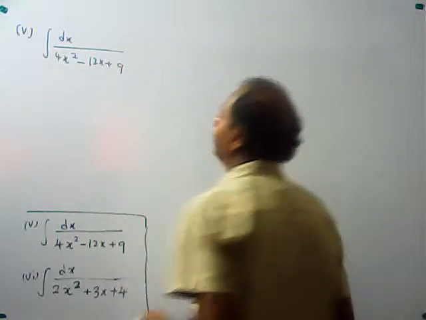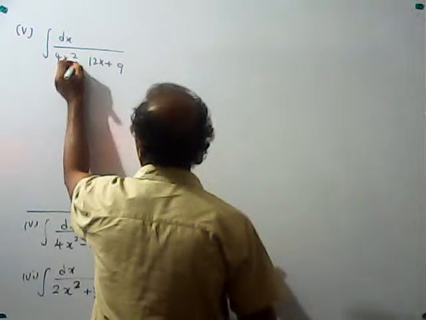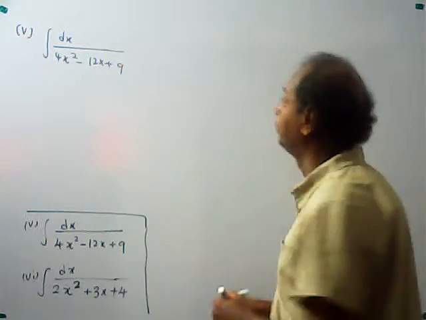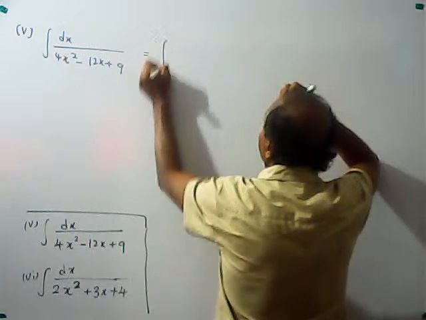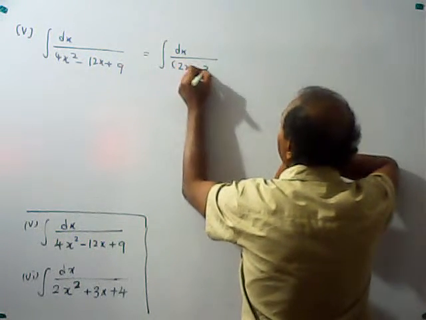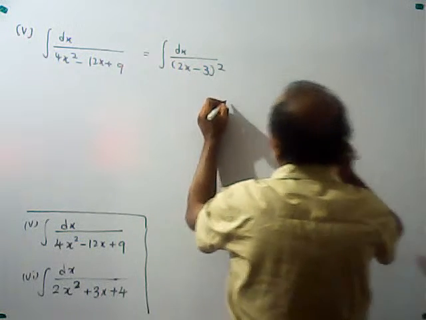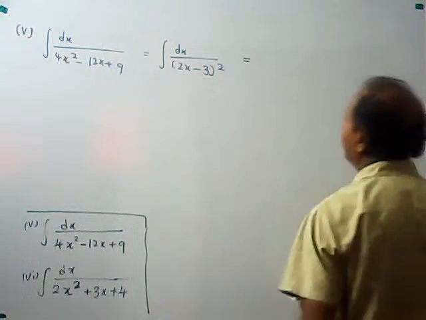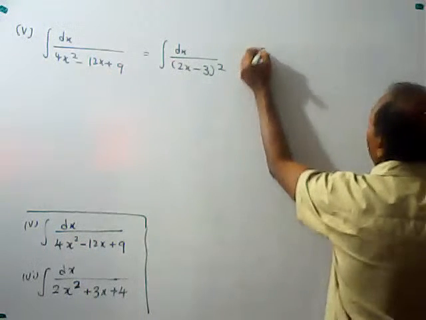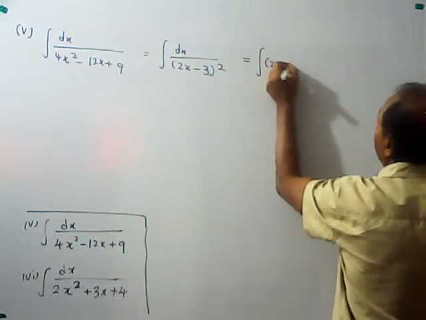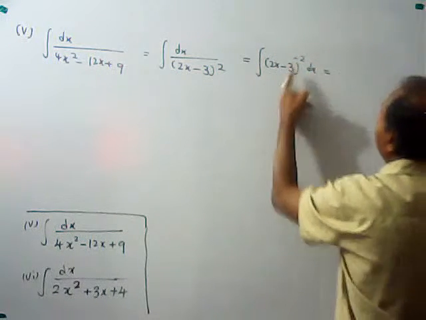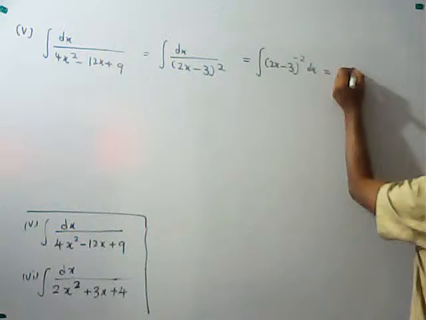This is something of which you can easily see factors. It's a perfect square. dx over 2x minus 3 perfect square. So you can take it to the top: 2x minus 3 to the power minus 2 dx. Then integrate. Add 1, minus 1.